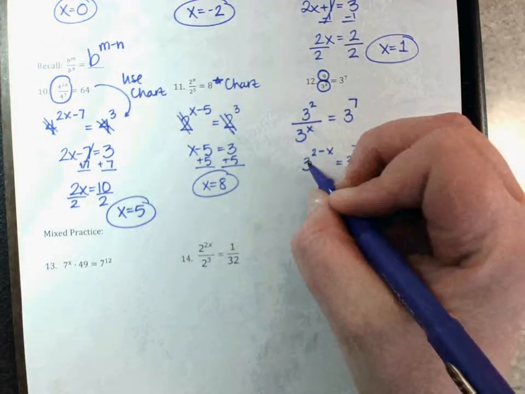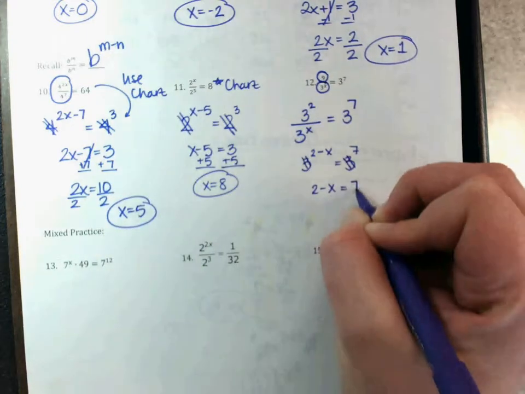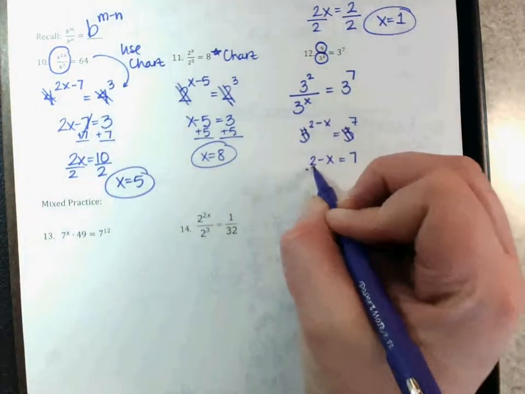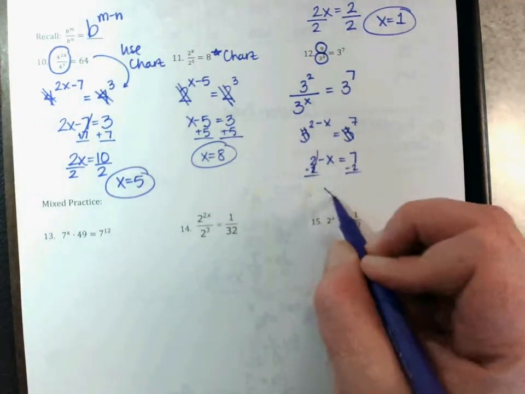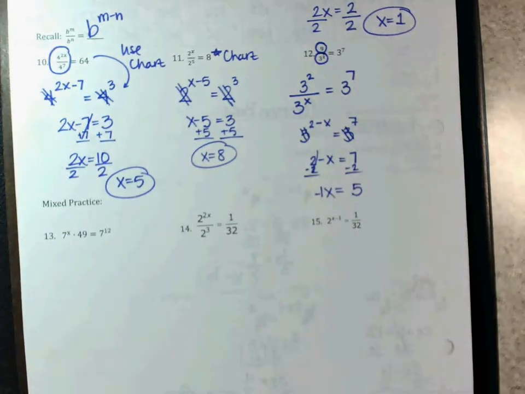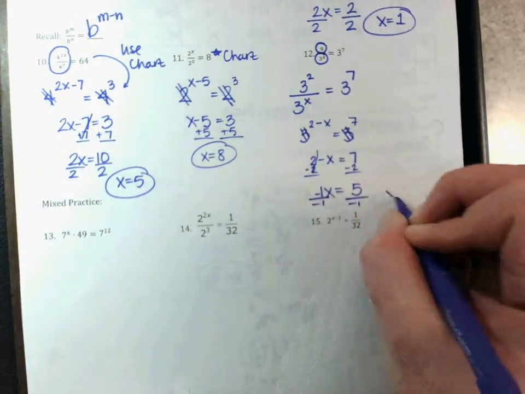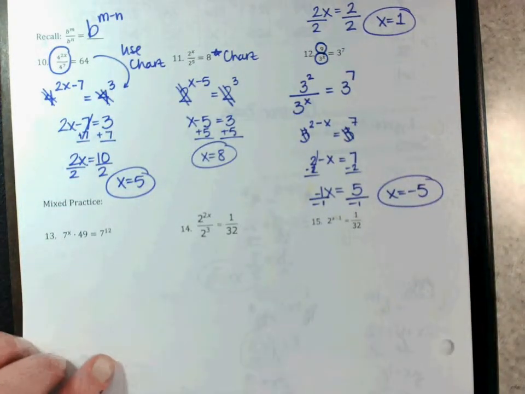Okay, so my 3's cross out. I have 2 minus x equals 7. How do I get rid of the 2? Minus it. 7 minus 2 is how many? 5. So is x 5? Is it negative x? It's a negative 1x. Very good. And so if that's a minus 1x, I still have one more step. I have to divide by negative 1. And x is negative 5. Good.